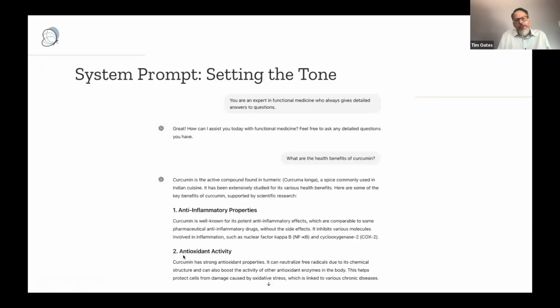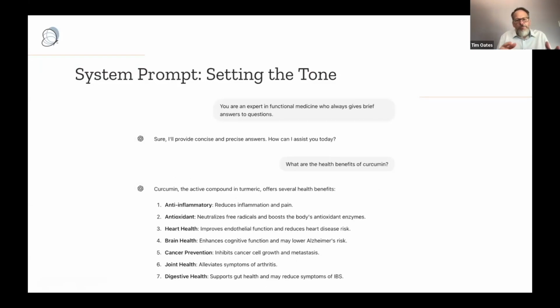And so all of my interactions after that are going to be giving me more detailed responses. Now, I could go up here and say, oh, well, tell me more about the anti-inflammatory properties, and it would do that for me. But that sort of system prompt, which just says, hey, here's the mindset I want you to have as an LLM for our interaction today, is super useful. Very common to do as a way to get going.